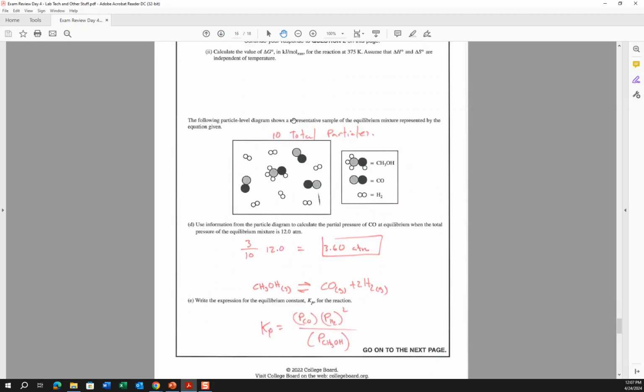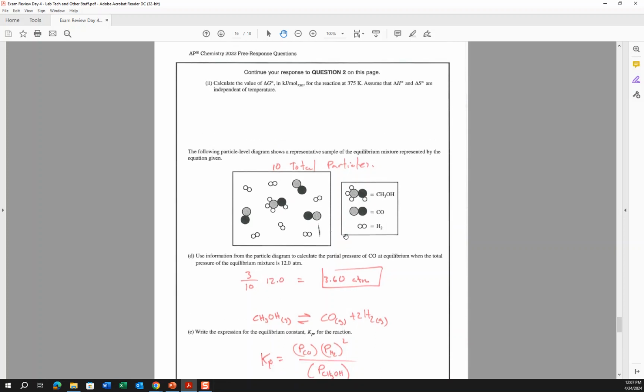Okay. Right here, I just got to review partial pressure just because we've kind of talked about that a couple times so far, and I want to make sure we got it. So here, they give us the total pressure, and based on the diagram, they want us to find the partial pressure of the CO. So the first thing to do would be to count the total particles. There's 10 particles, and then count the amount of CO. There's 3 COs. So 3 divided by 10 times the total pressure will give us our partial pressure. So that's the mole fraction times the total pressure gives us the partial pressure.